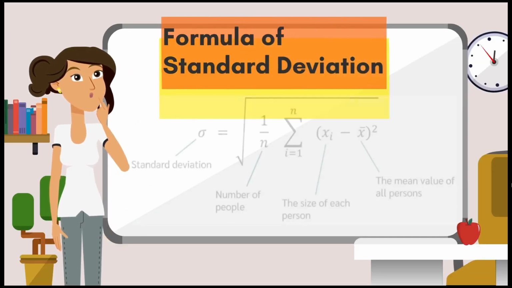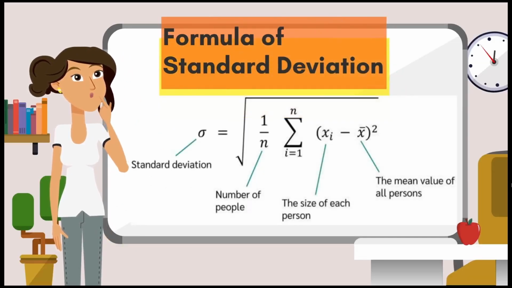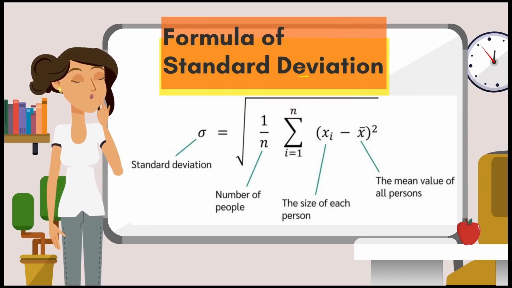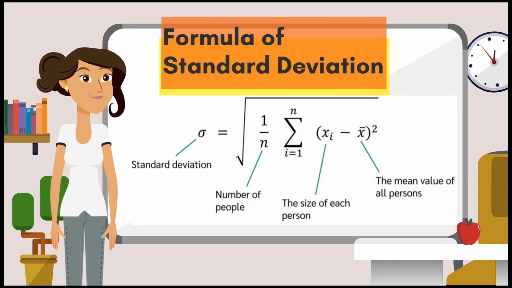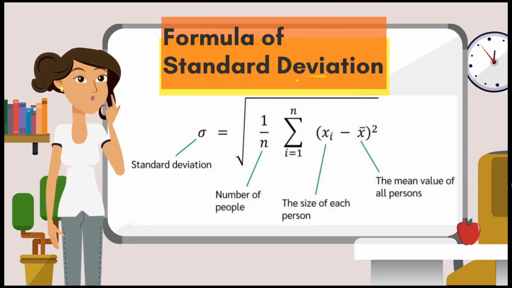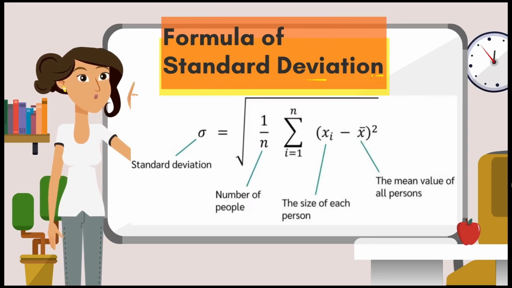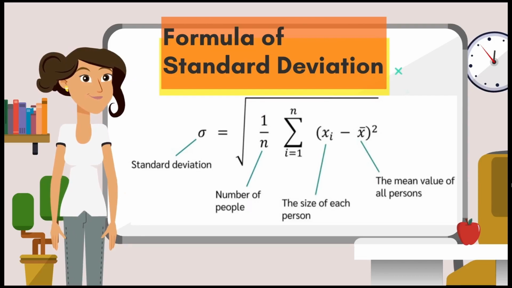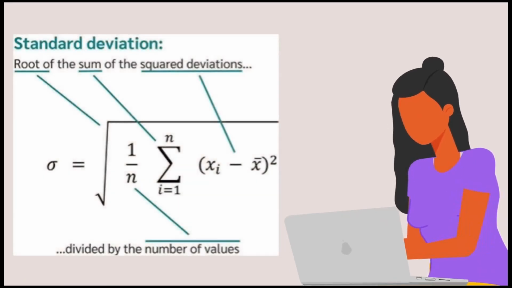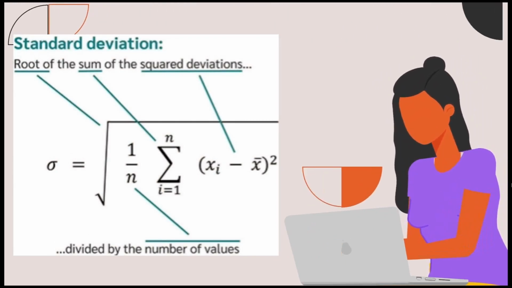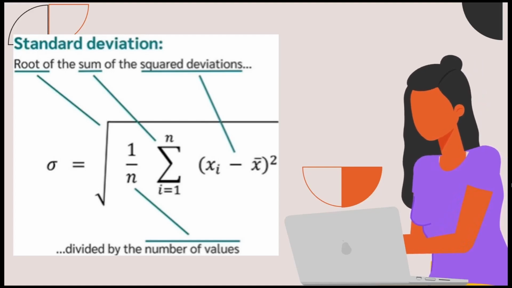So, you can calculate the standard deviation by the following formula. Sigma is the standard deviation. N is the number of people. Xi is the size of each person. And last but not least, X bar is the mean value of all persons. From this formula, we can know that the standard deviation is the root of the sum of the square deviations divided by the number of values.